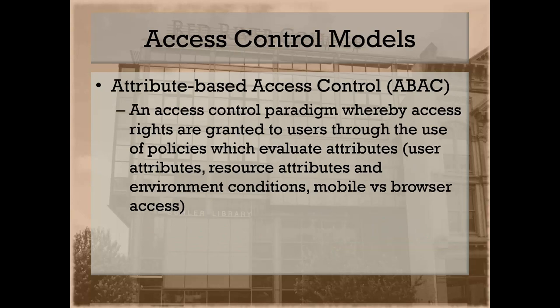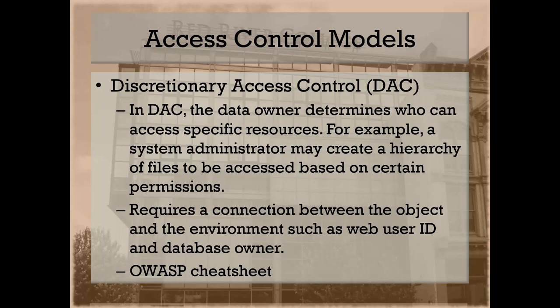There's different types of access control models. One is attribute-based, where you can give access through users, which evaluate attributes, all kinds of things. And based on that, users are given access to individual resources. The user has attributes, the resource has attributes, and there's kind of like a processing entity that puts the two together. Discretionary access control is where the owner determines who can access specific resources.